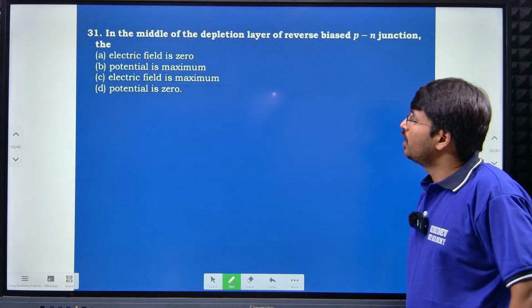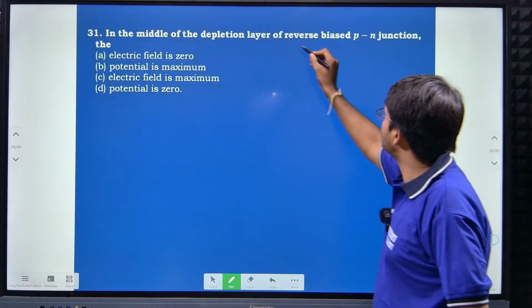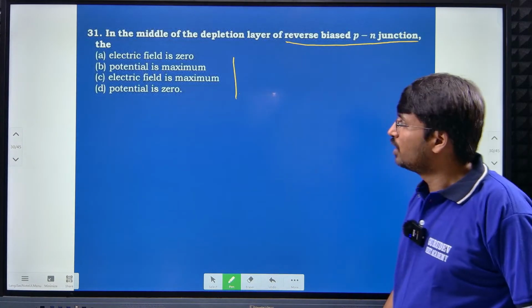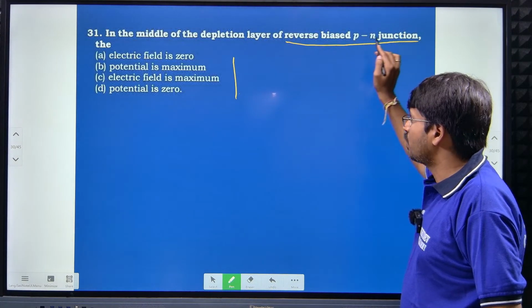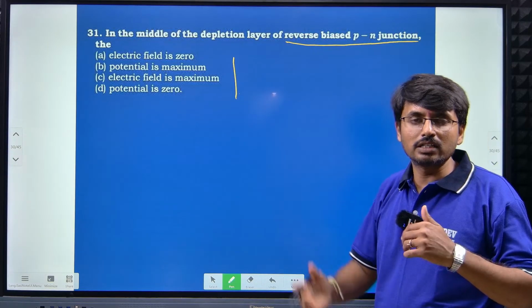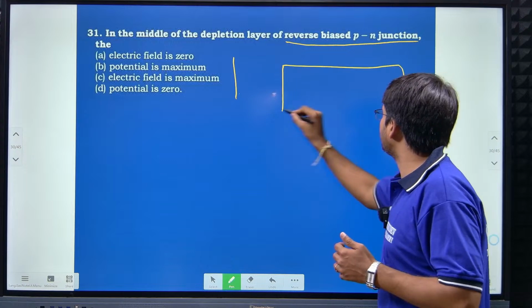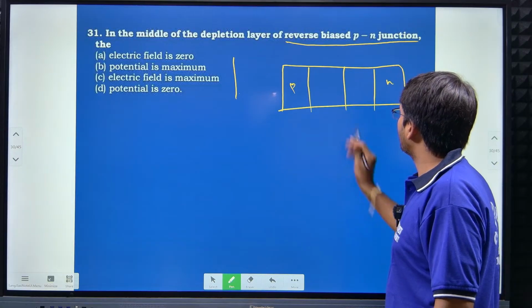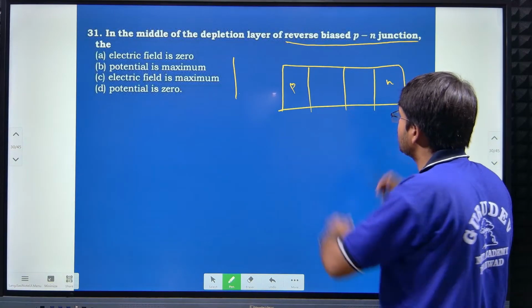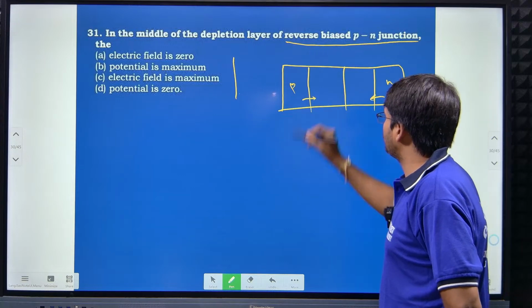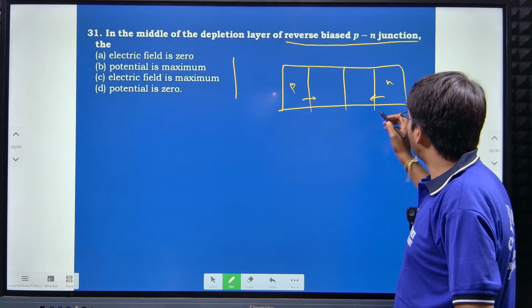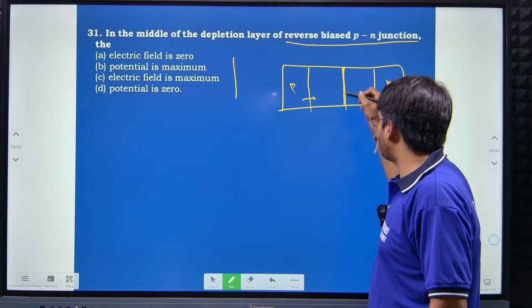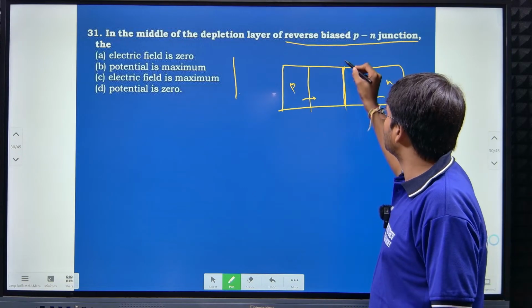Okay, fine, next one. In the middle of the depletion layer of the reverse biased p-n junction, which statement is the right answer? In the case of the reverse biased p-n junction, the depletion layer increases. Let us say this is the p type and this is the n type, and the depletion width increases. What we observe is that at the boundary of the depletion layer the electric field is maximum, and at the central point the potential becomes maximum at the center.